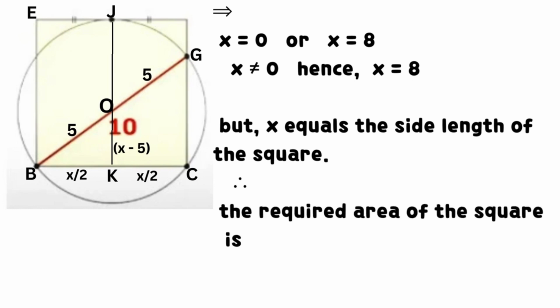But x equals the side length of the square. Therefore, the required area of the given square is the square of x, that is the square of 8, which equals 64 square units.